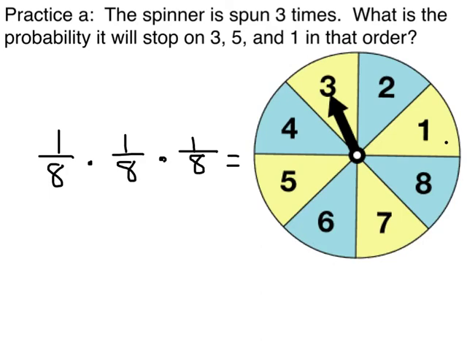So 8 times 8 is 64, and 64 times 8, I believe, is 256, if I'm correct. No. 1 in 512. I didn't go quite far enough. So, a 1 in 512 chance. If you were betting on that, that wouldn't be a very safe bet, would it?